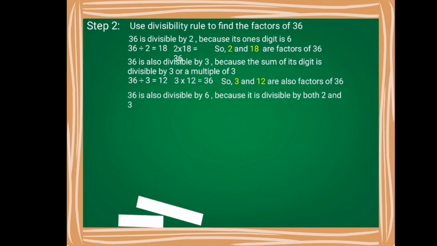36 is also divisible by 6 because it is divisible by both 2 and 3. So, kapag dinivide natin ang 36 by 6, we will get the same number, 6. Pag minultiply natin, 6 times 6 equals 36. Pero dahil isang number lang ang 6, ang divisor at ang quotient niya, isa lang ang lalagay natin na factor doon. Yung 6 lang.